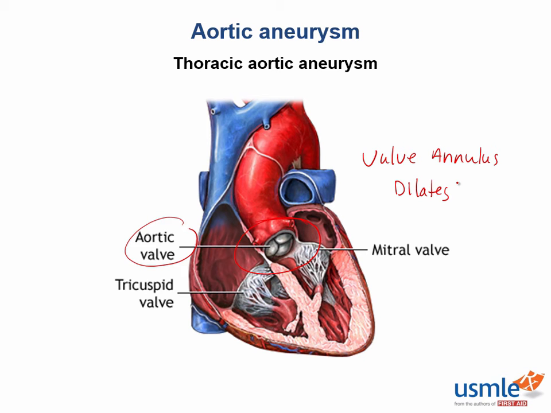So if you get a question about a murmur in someone with a known thoracic aortic aneurysm, be looking for one of two murmurs. Either the systolic murmur of aortic stenosis due to a bicuspid aortic valve, or the diastolic murmur of aortic regurgitation due to a dilated annulus.